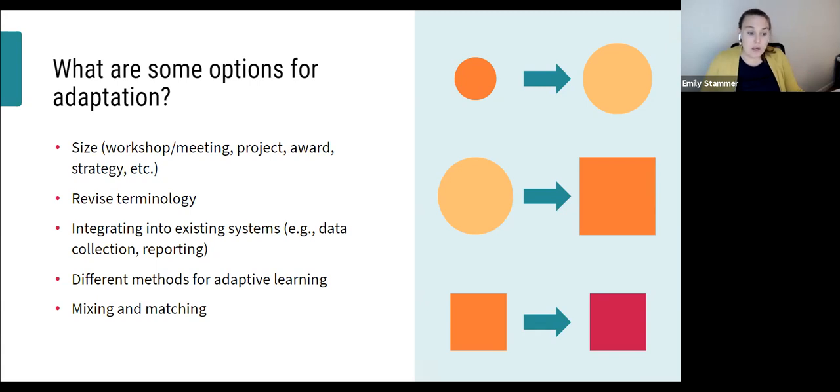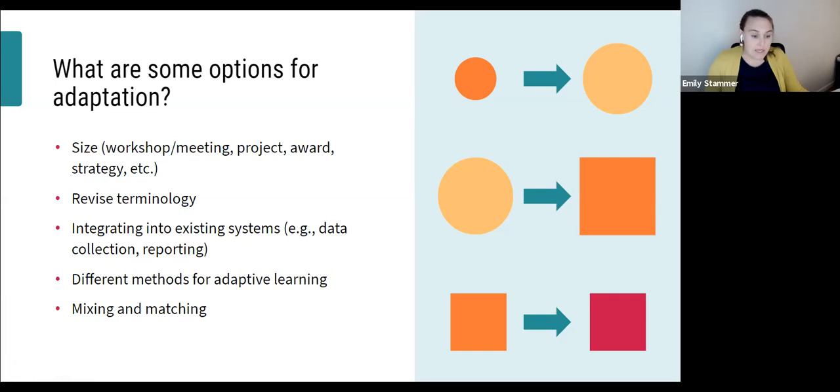Another option way you can adapt is by integrating approaches into your existing systems for collection or reporting. There's no need to necessarily recreate the wheel if you have existing systems. For this workshop, we'll be incorporating most significant change into the feedback surveys that we always do after an event. Another example would be integrating something like Sentinel indicators into your routine data collection.